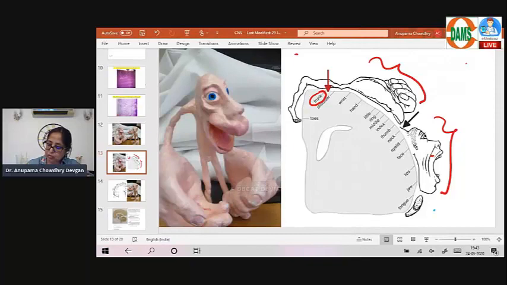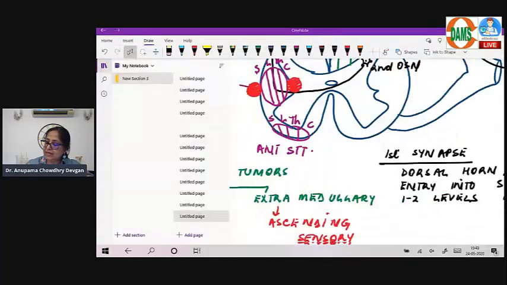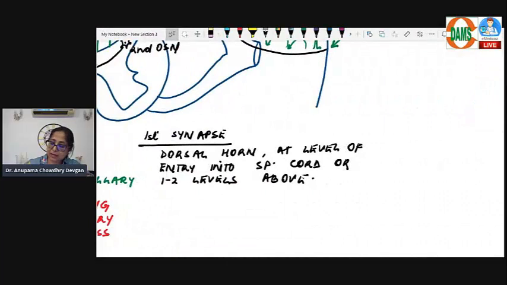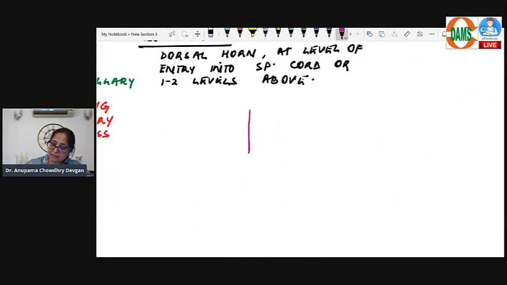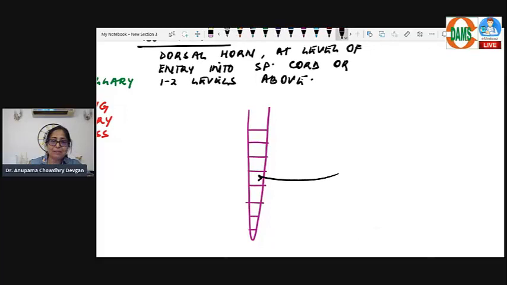Let me explain what you mean by 1 to 2 levels above. The spinal cord is divided into segments: the lumbar segments, the sacral segments, the thoracic segments. When a fiber of the spinothalamic tract enters the spinal cord, either it synapses at the same level, or it can climb 1 or 2 levels and then synapse in the dorsal horn. Have you understood? That is what is meant by 1 to 2 levels above. Is that clear?